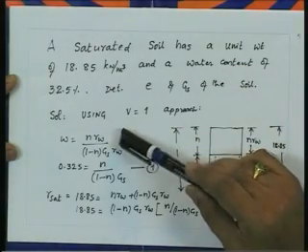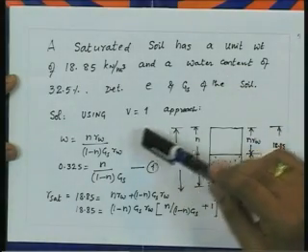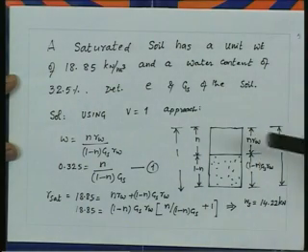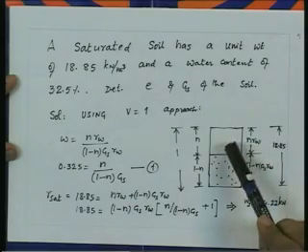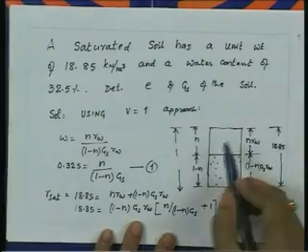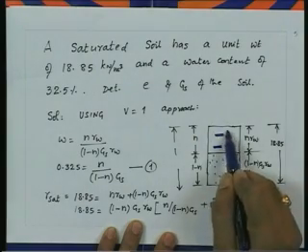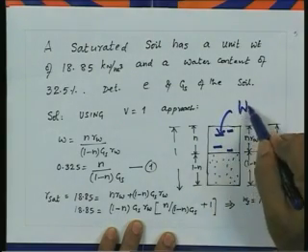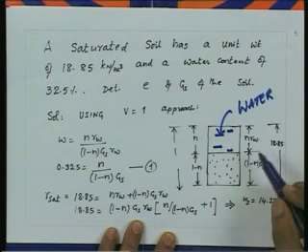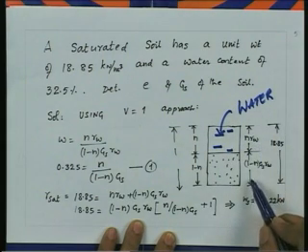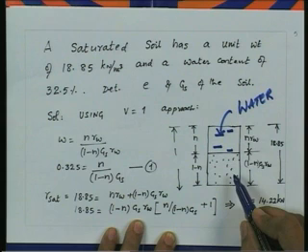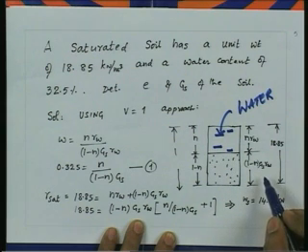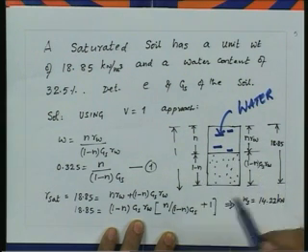Now, let us solve this problem by using the unit volume approach, V is equal to 1. By drawing the phase diagram for a saturated soil, this is nothing but voids which are filled with water. So, the weight of water is n gamma w, and the weight of solids is (1 minus n) Gs gamma w, that is Ws is equal to Gs Vs gamma w, where Vs is equal to 1 minus n, gamma w is the unit weight of water and 1 minus n is the volume of the solids.